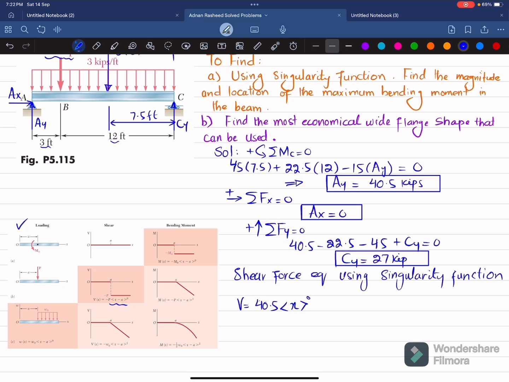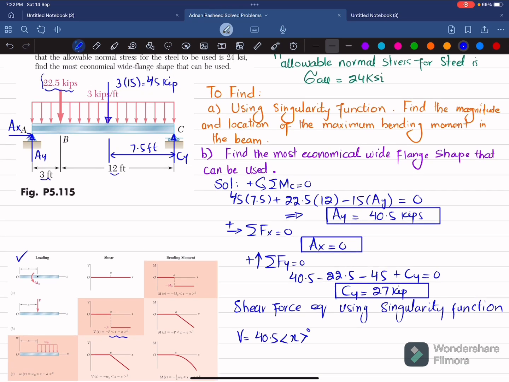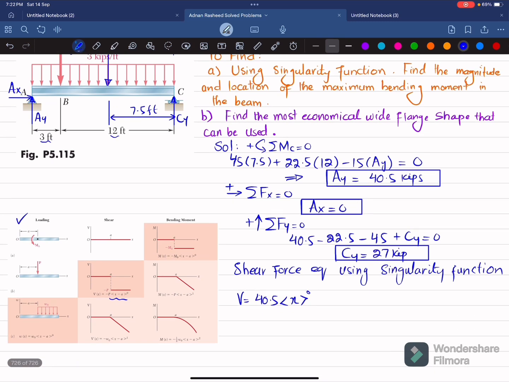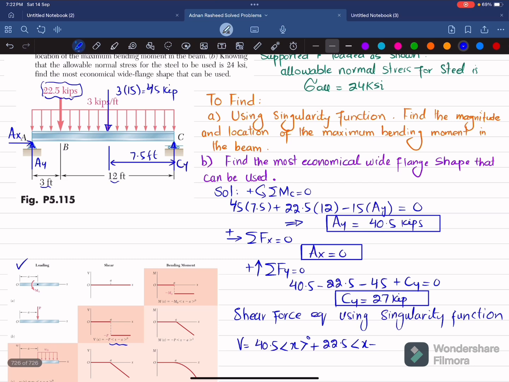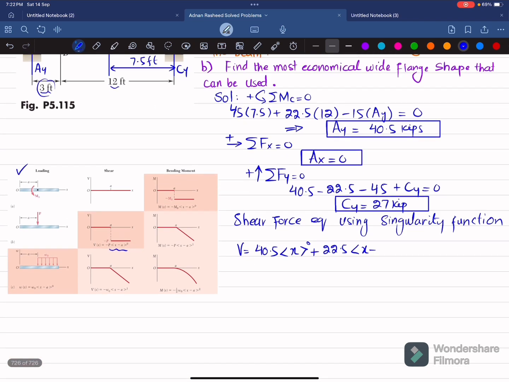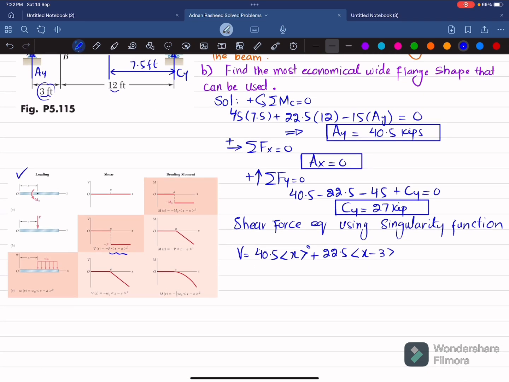Now moving from here, we have the 22.5 kips load and this is acting downward. So we will use this equation, but that P will be positive. So plus 22.5 into x minus, now a here is 3 feet, so I will replace it with 3, and that is power 0. Okay.